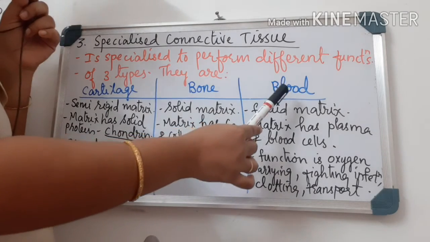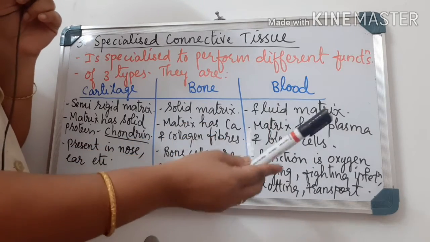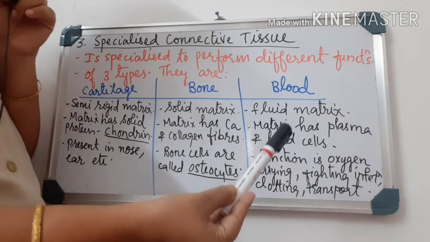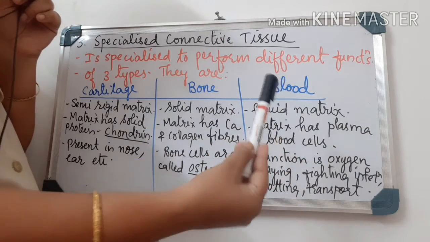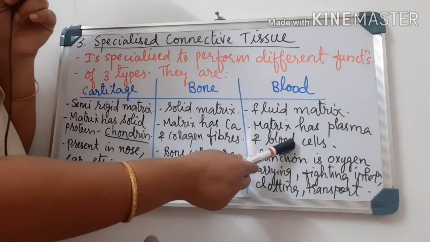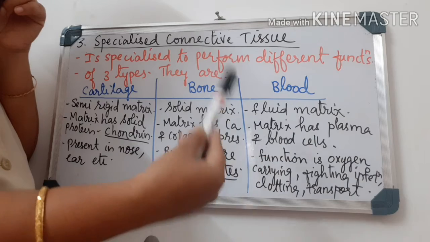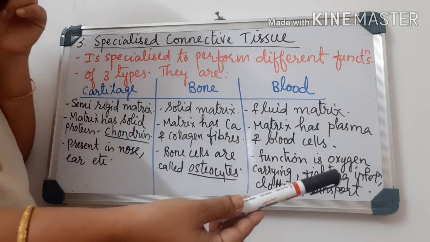Coming to the last division of specialized connective tissue, which is known as blood. Blood has a fluid matrix. That is why it is in a liquid state. The matrix is plasma. Plasma forms the matrix with blood cells. And there are three types of blood cells: RBC, WBC and platelets. Apart from that, the blood also has blood proteins, etc.